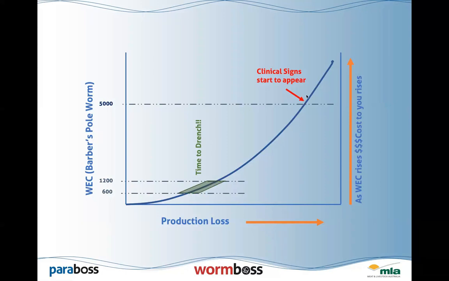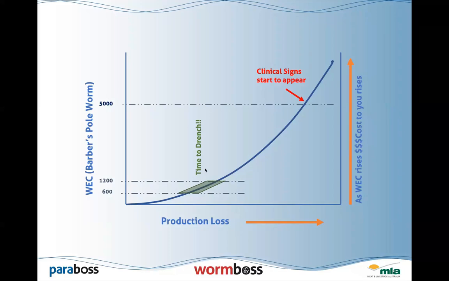Now, the typical drenching thresholds in the New England region are between 600 and 1200 eggs per gram, depending on the condition of the sheep and the pasture. Now, those levels would be much lower for scour worms. And you can find those drench thresholds in the WormBoss programs and drench decision guides for each region. Now, here you can see that the most cost-effective time to drench the sheep is when that average is around about 600 to 1200 for the barber's pole worm.